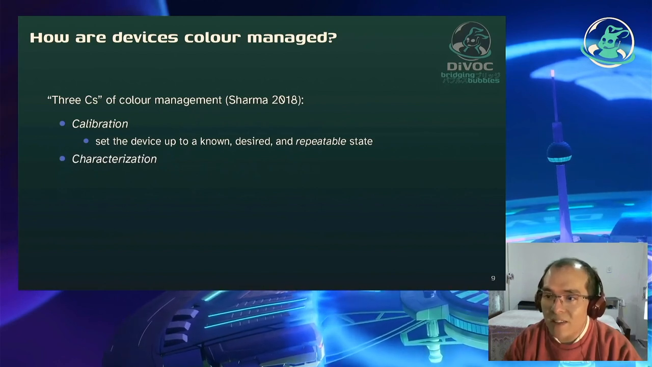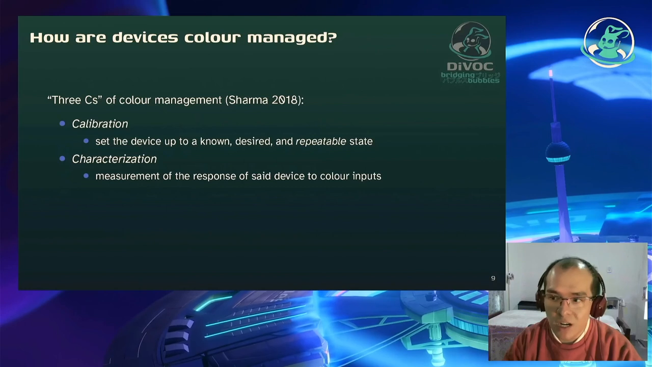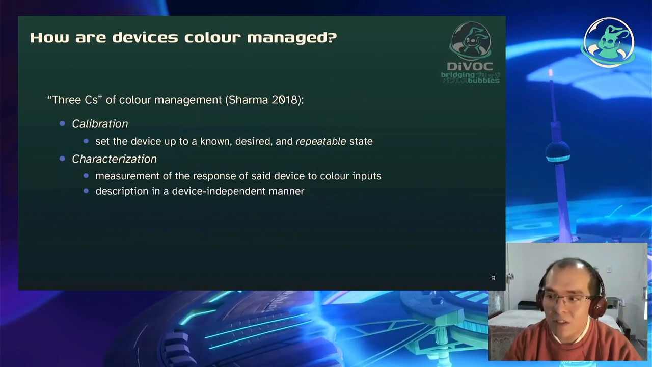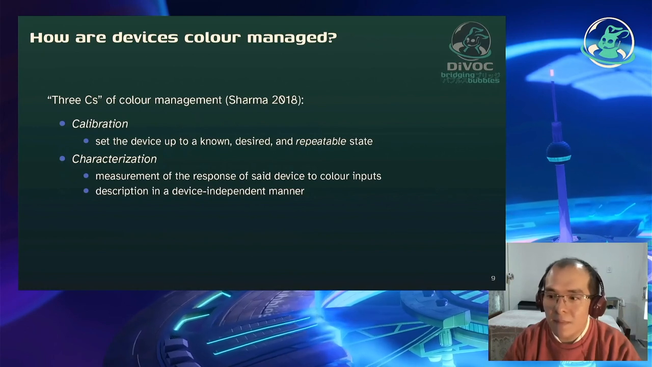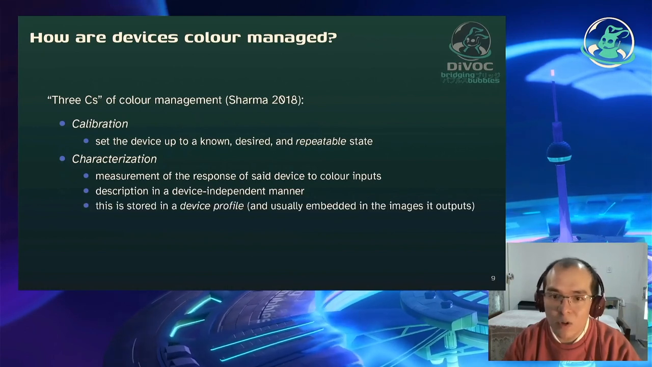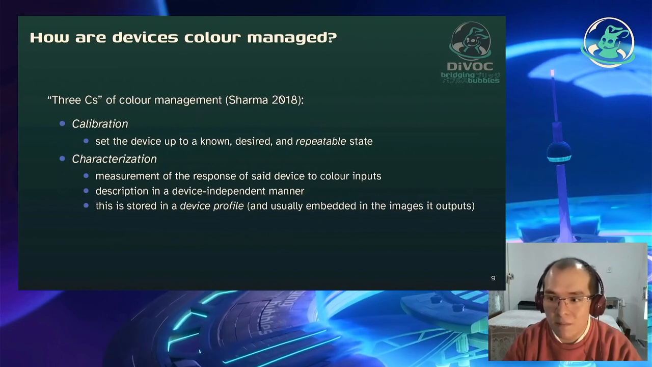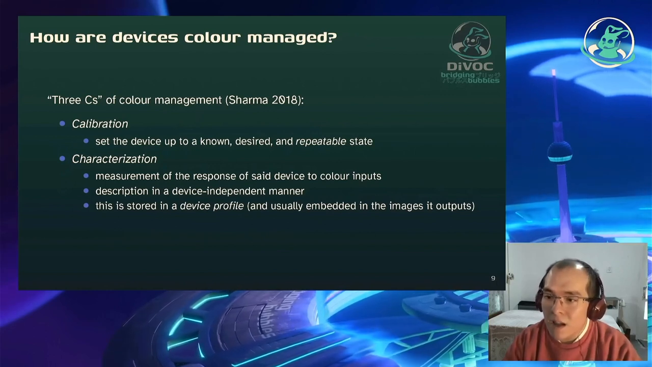Secondly, you need to do characterization, which is to measure how your device responds to color inputs, then describe that response in a device-independent manner, and finally, store it in what we call a device profile, which usually goes along with whatever image the device makes.